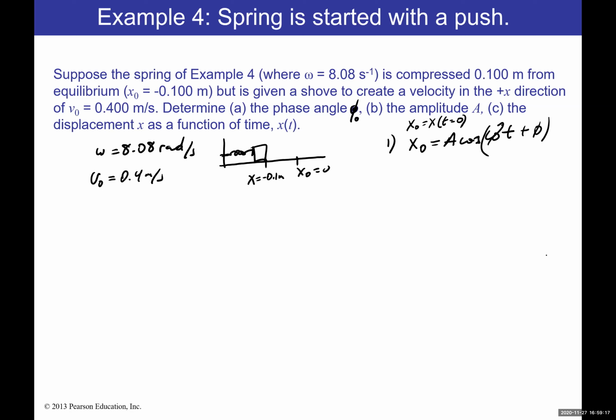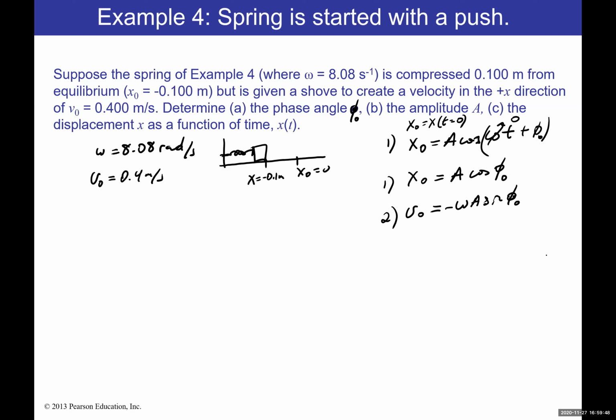this term goes to 0, because if I plug in 0 for t, it goes to 0. So technically equation 1 is x naught equals A cosine of phi, or phi naught, same thing. Then equation 2, which is for the velocity, where velocity equals negative omega A sine of phi naught, which is again the same idea, that omega t inside the argument of the sine is 0. So you have equations 1 and 2.